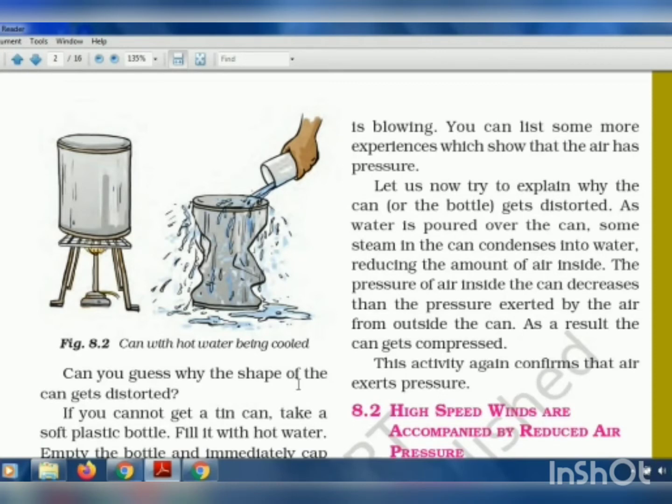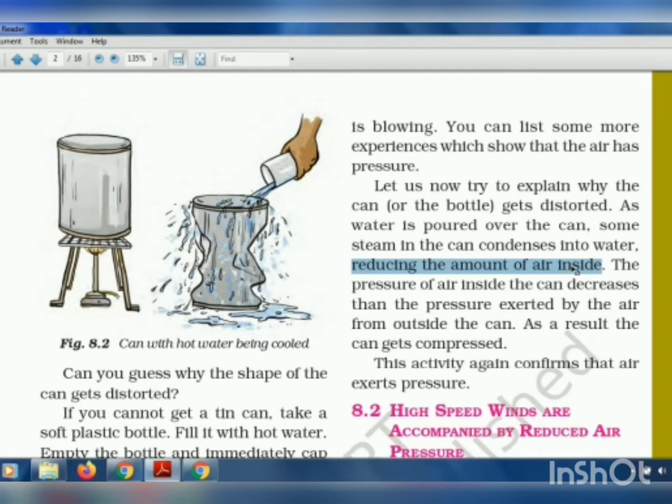Why does this happen? Because when you poured that cold water onto the can which contains hot water, the steam that was inside the can got converted to water. The steam is the water vapor. The water vapor converted into water, reducing the amount of air inside. So air is one type of gas, right? Water vapor is also gas. So that water vapor got converted to water.